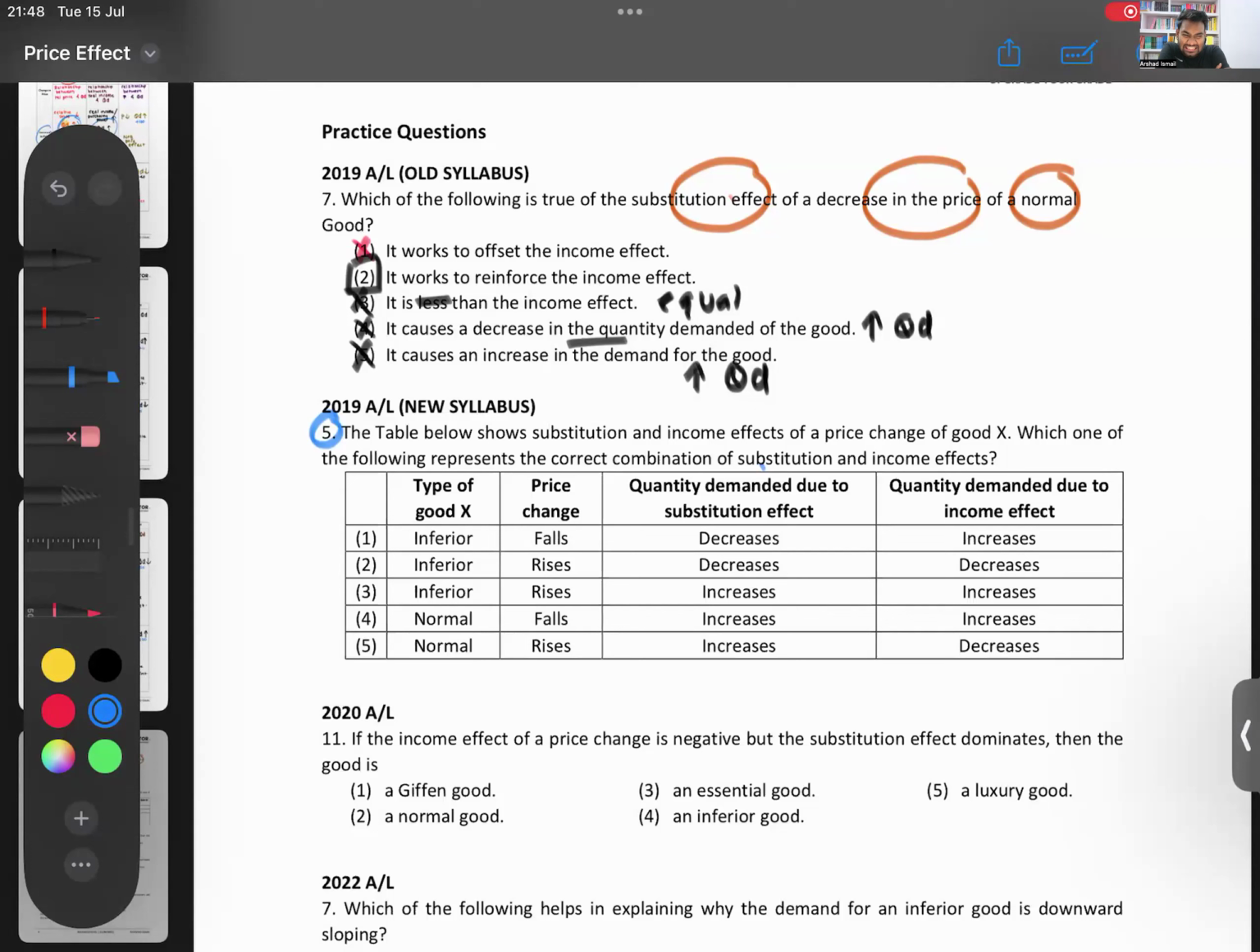Around 60% of you are correct based on that. Shall we go one by one? Now watch for the ones who got this wrong. We'll start with the first one. The first one is saying inferior good price falls. QD based on substitution effect, they are saying decrease.